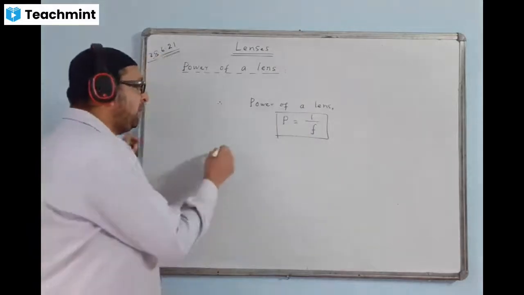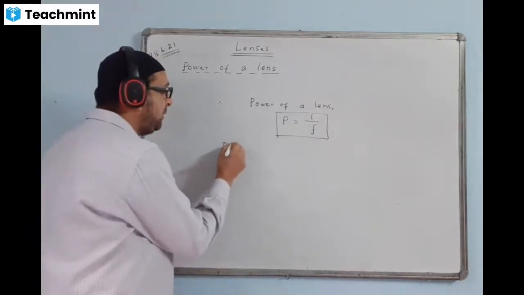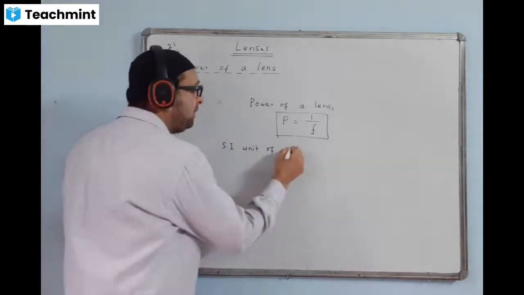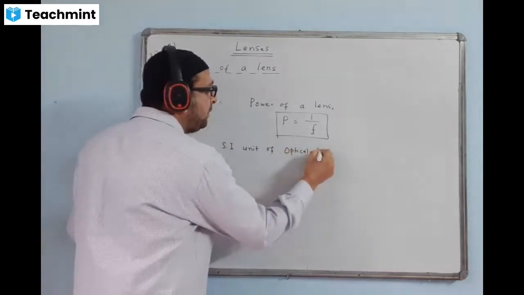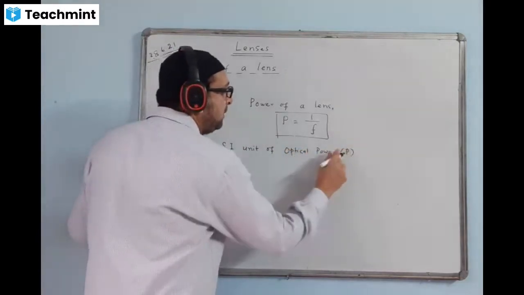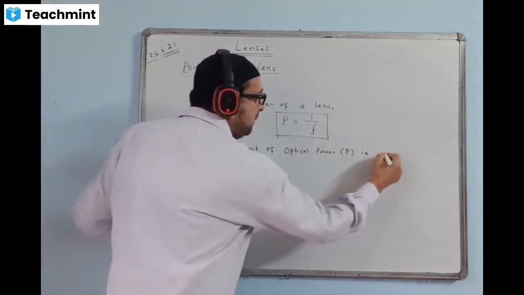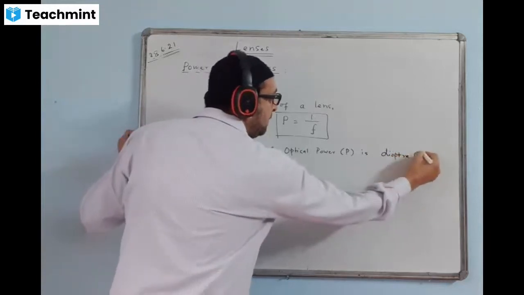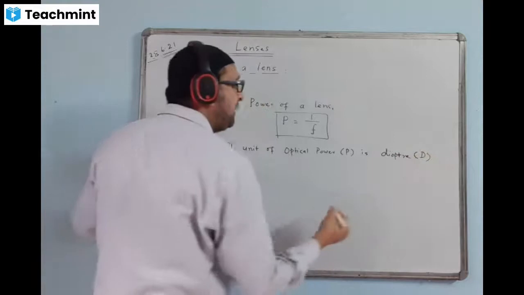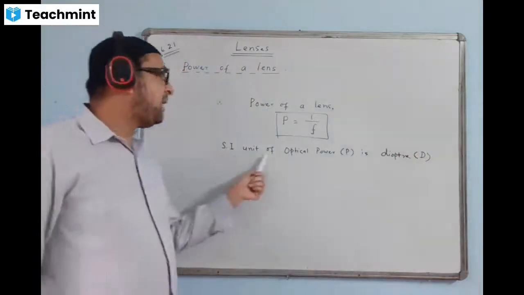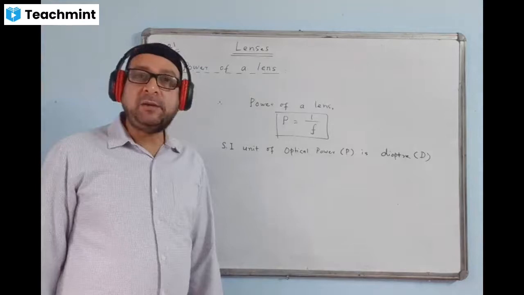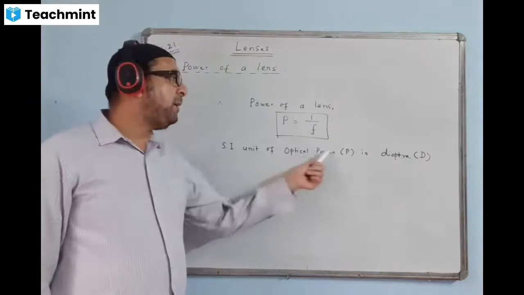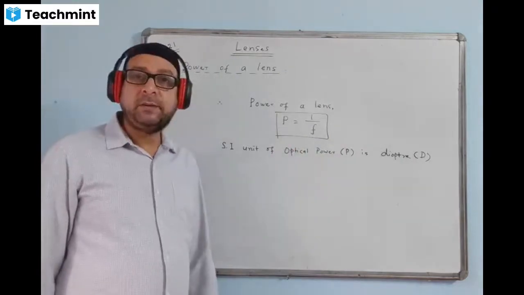Now write down the SI unit of optical power. That is diopter, denoted by capital D. The SI unit of power, if you remember, is watt, capital W. But the SI unit of optical power is diopter, denoted by capital D.